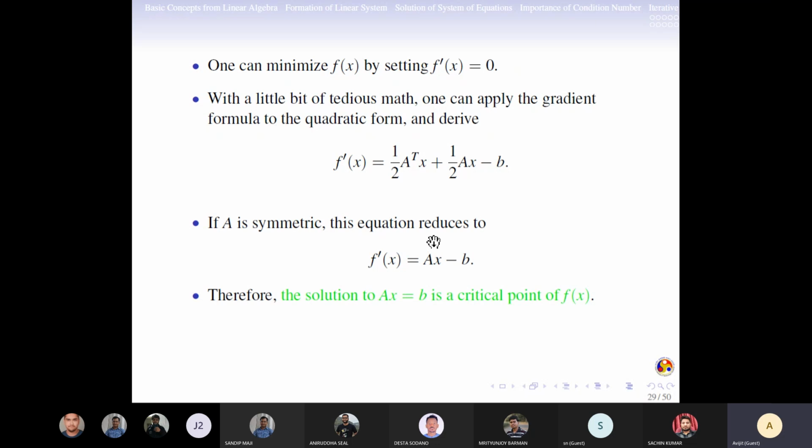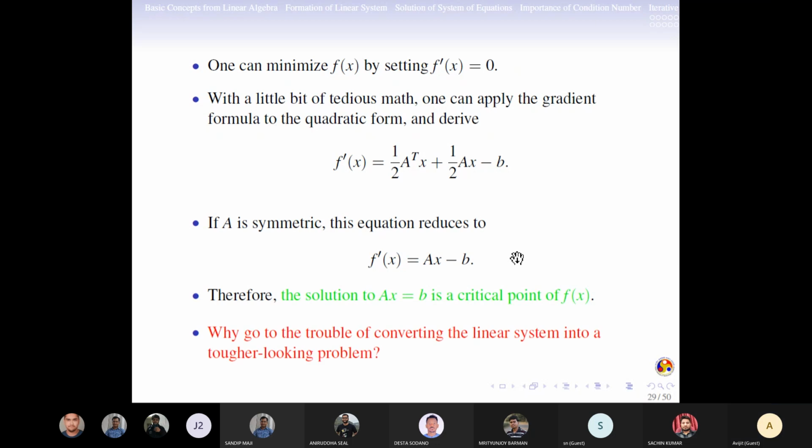So I have to solve the system of equations Ax equal to b, but instead of solving Ax equal to b directly, we will find the point for which f gives the minimum. You can ask why go to the trouble of converting the linear system into a tougher looking problem, because we just have to solve Ax equal to b, and there are a lot of methods by which we can solve the system. Why introduce a quadratic function and find its minimum? It seems quite laborious, right?